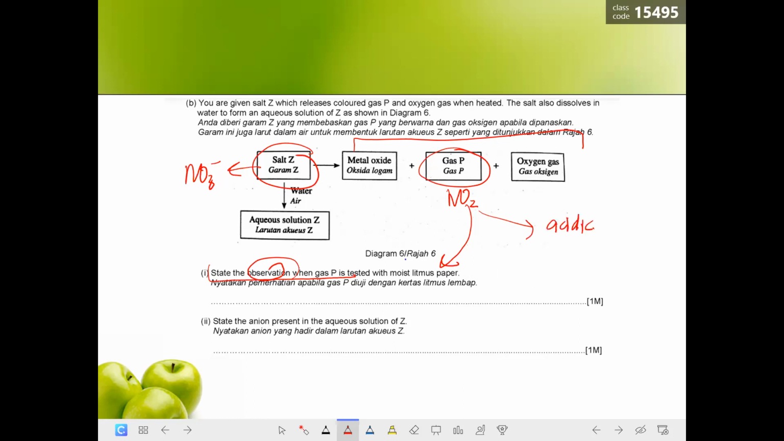So if it is acidic, okay, yes, Aimi, you are right. But I want to correct Aimi's answer. Aimi put there turns red. If Aimi put turns red, she gets zero marks. Because I want to remind you, it must be what color changes to what color. So must have color change.